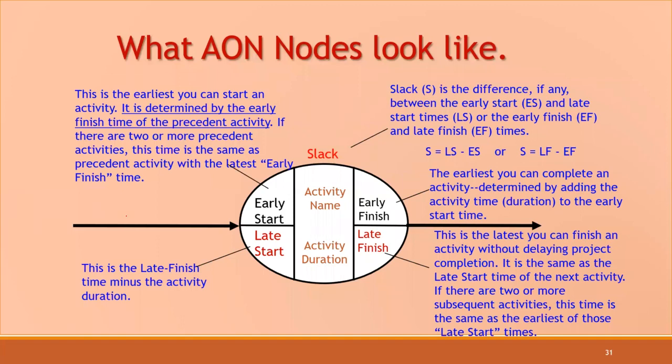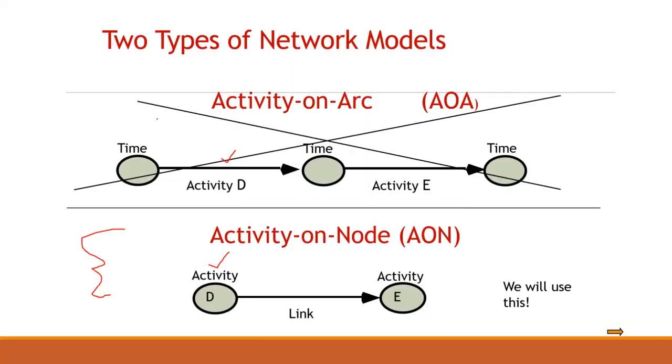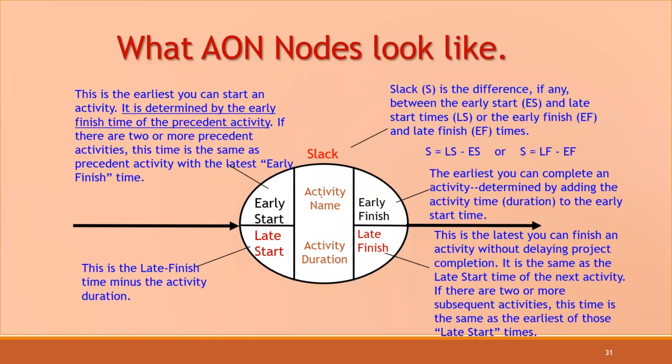Here is how the activity on node looks. The same node, we are representing in an elaborate way: the activity name, the activity duration, the earliest start time, the latest start time, the earliest finish time, and the latest finish time.